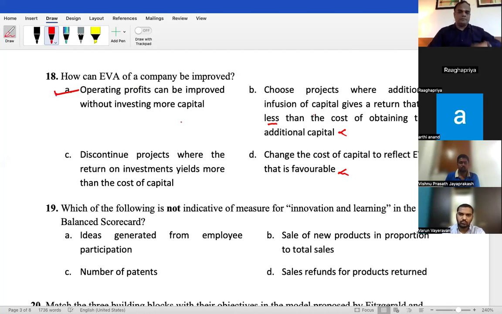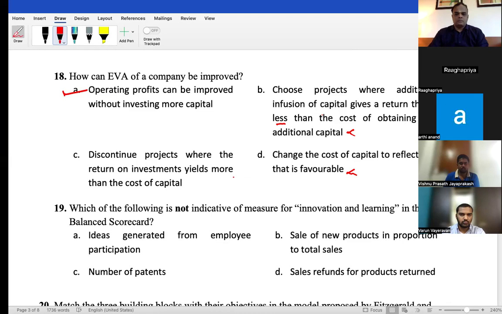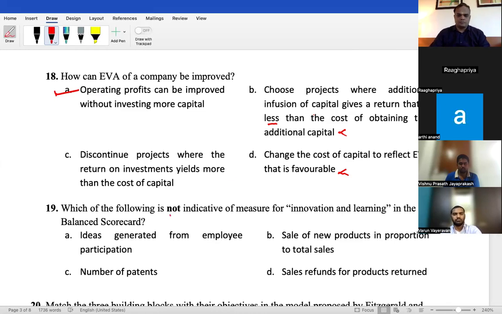Next. Question 19. Which of the following is not indicative of a measure for innovation and learning in the balanced scorecard? Option A. Ideas generated from employee participation. Option B. Sale of new products in proportion to total sales. Option C. Number of patents. Option D. Sales refunds for products returned.